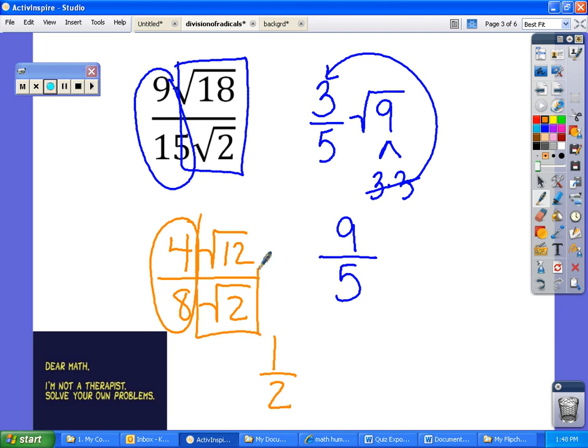Okay? Then I'm going to do the square root of 12 divided by the square root of 2, which is the square root of 6. You can write it like this, or you could say the square root of 6 over 2, because 1 times the square root of 6 is just the square root of 6.